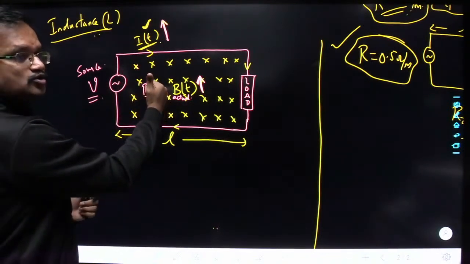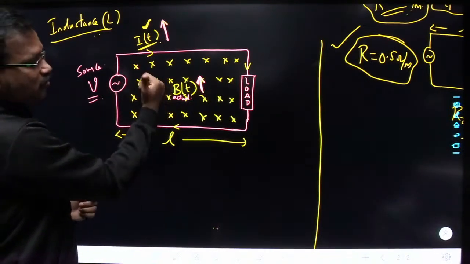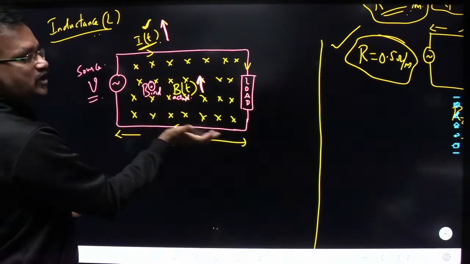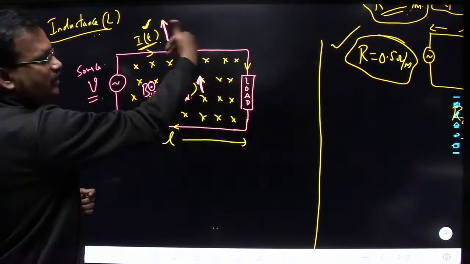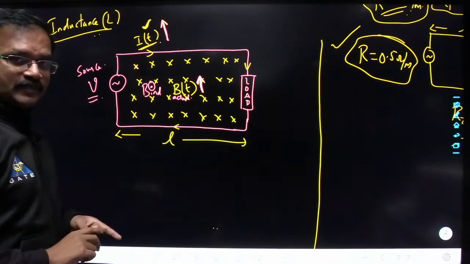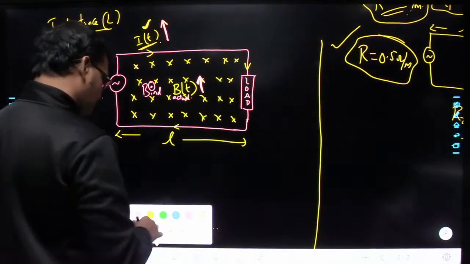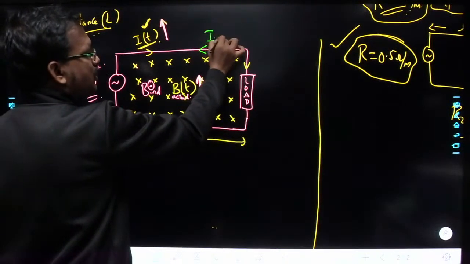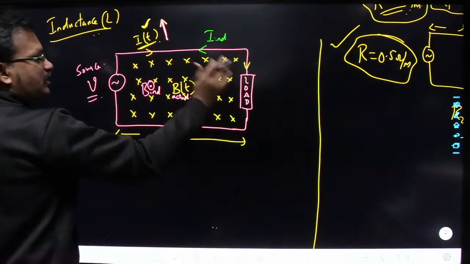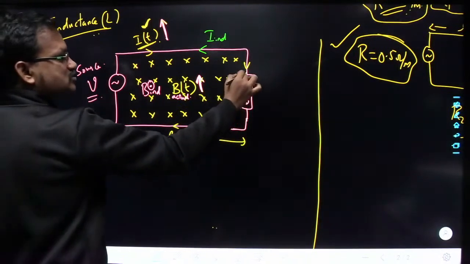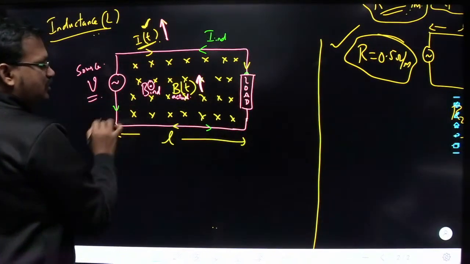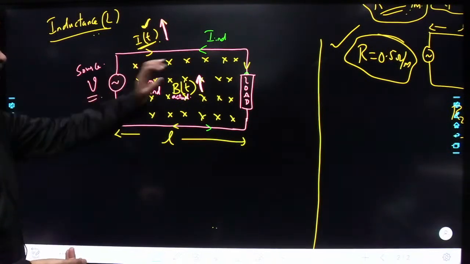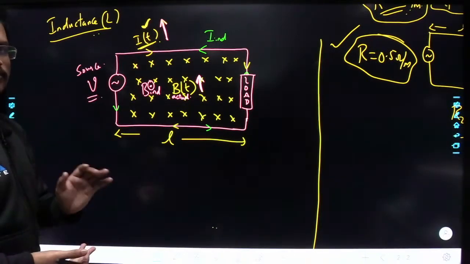If B induced is pointing out of the board, then what is the direction of the induced current here? The induced current must flow in the anti-clockwise direction. So the induced current must flow in the anti-clockwise direction like this. Understood?